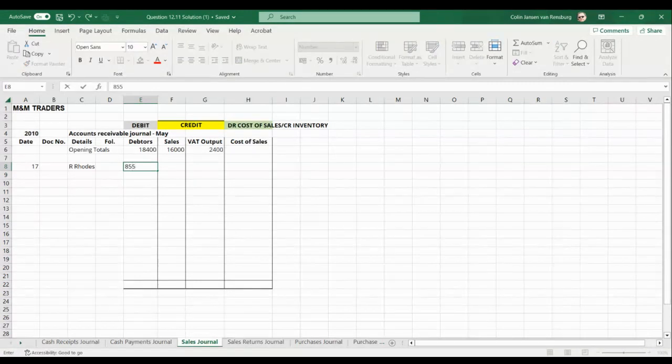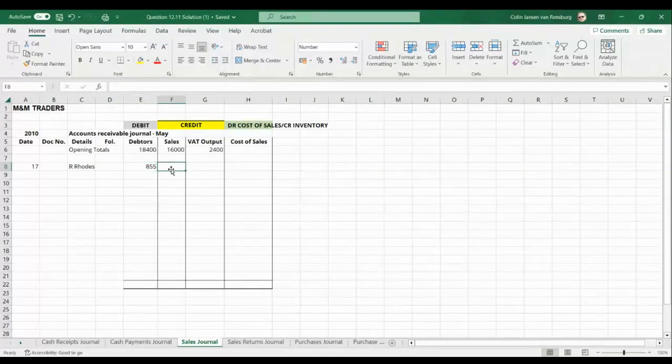We will debit our debtors or our accounts receivable with 855. Now, ladies and gentlemen, it doesn't matter which one we calculate first. We can calculate the sales, in other words, the value of the sales. Remember, this we call the consideration. That is what they must pay us. But this is going to be the value of the sale, and that's going to be the value of the output. So let us maybe calculate the sales this time.